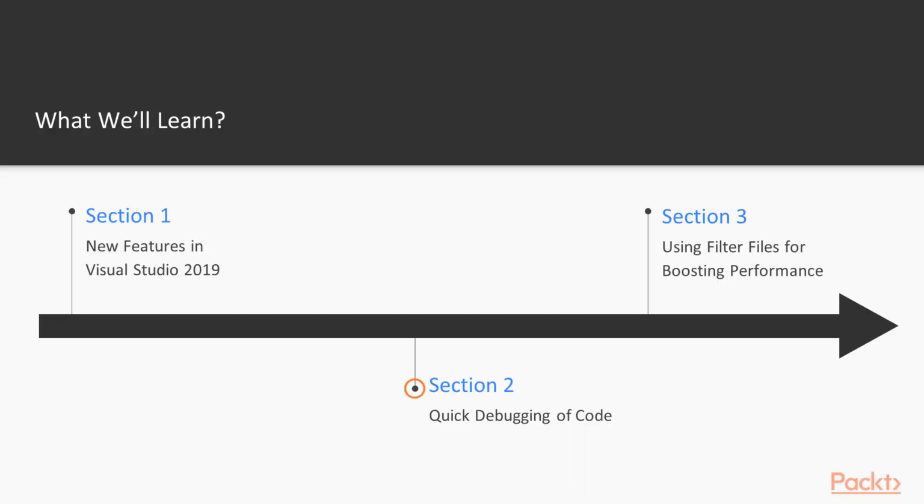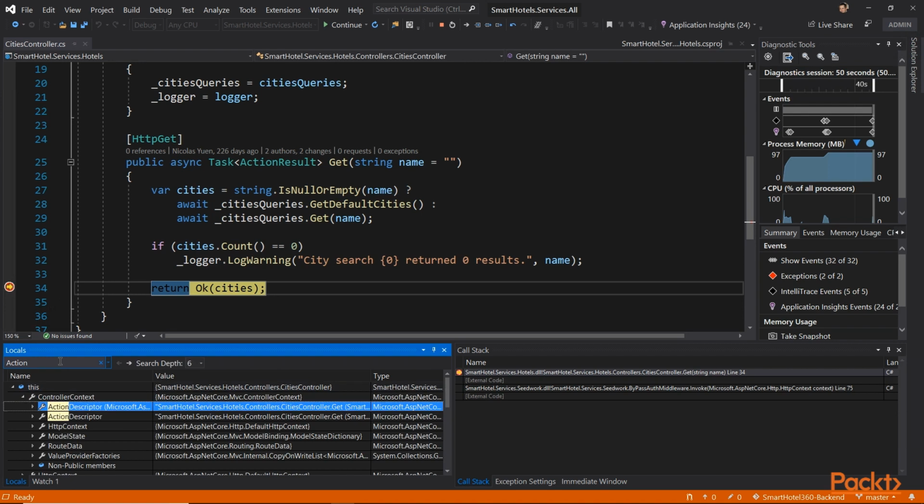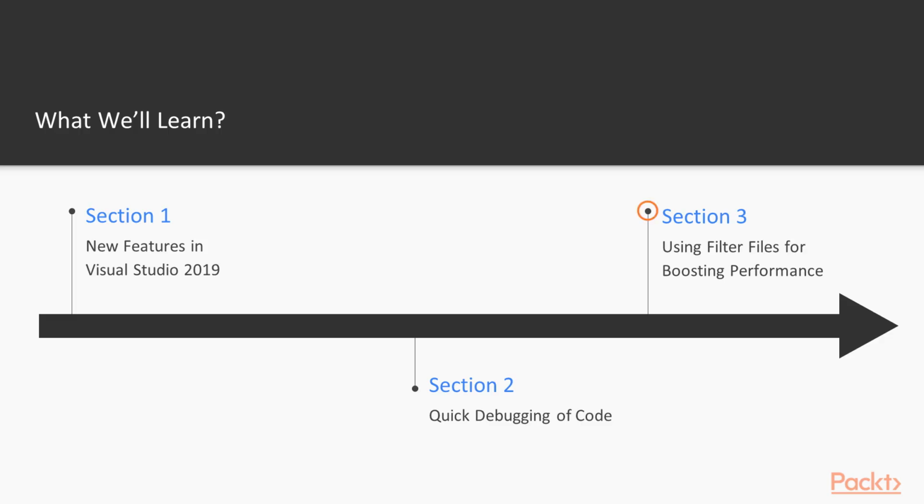Next, we'll talk through how we can get to debugging code quicker. Now, this can be done in a couple of different ways, and we'll talk through some of the examples of how to do that. Next, we're going to look at how to boost performance using things like filter files.